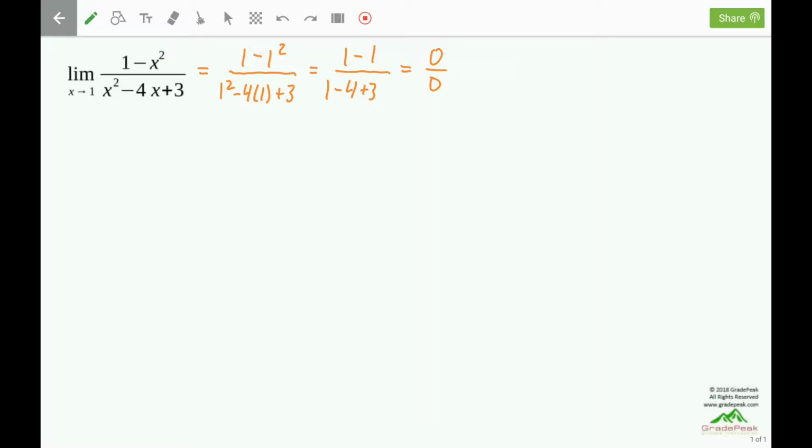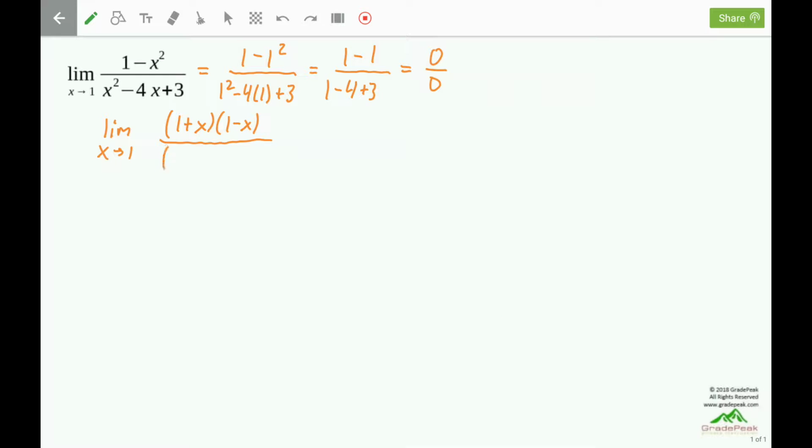Since these are power functions, we're going to try the factor and cancel method. So we will have limit as x goes to 1 of the numerator. It's a difference of squares. It'll factor into a 1 plus x and a 1 minus x.